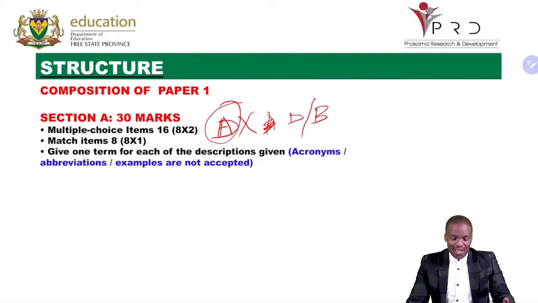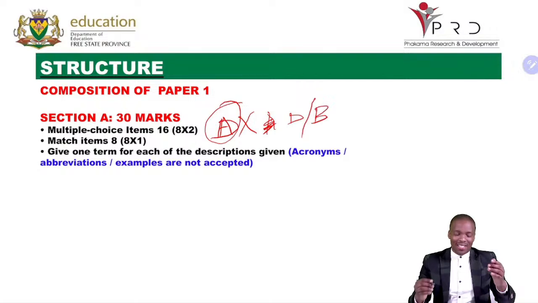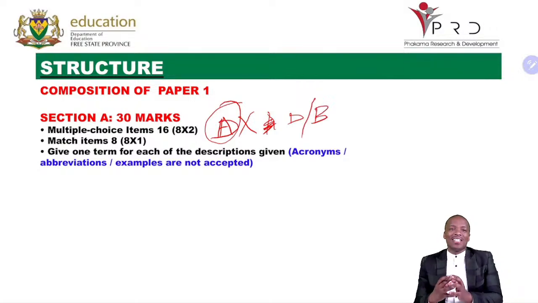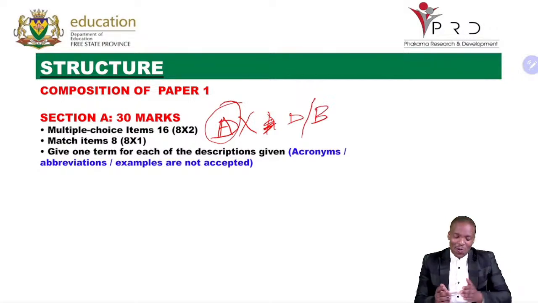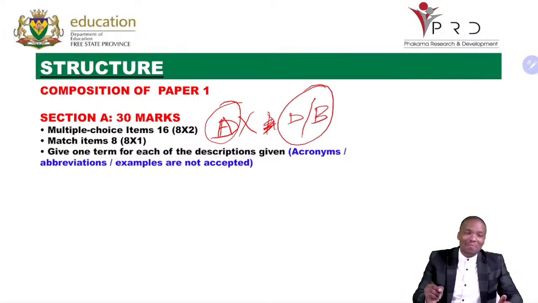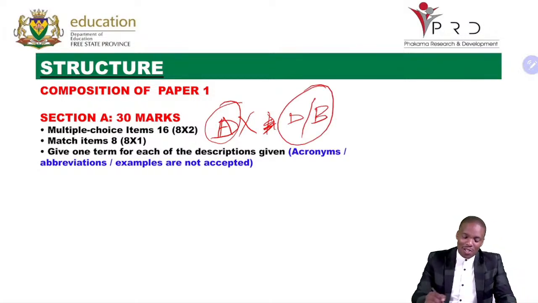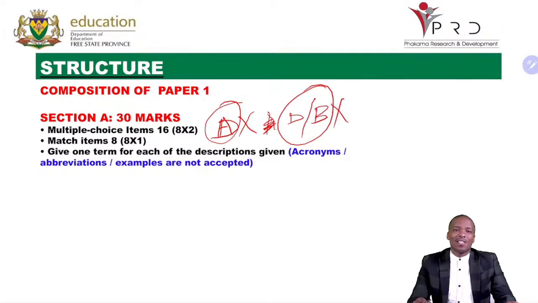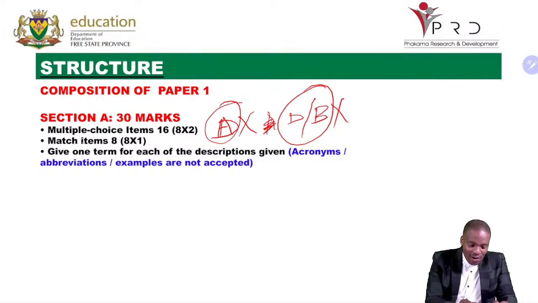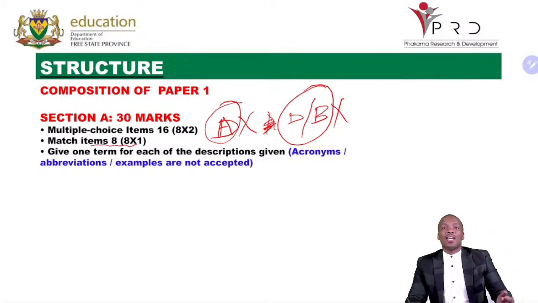Then you say it's D or B. But we said choose one option out of these 4 that are given. So we cannot mark this, grade 12s. We cannot. So this one is going to be marked wrong. It means there must be only one correct response there. Only one correct response.